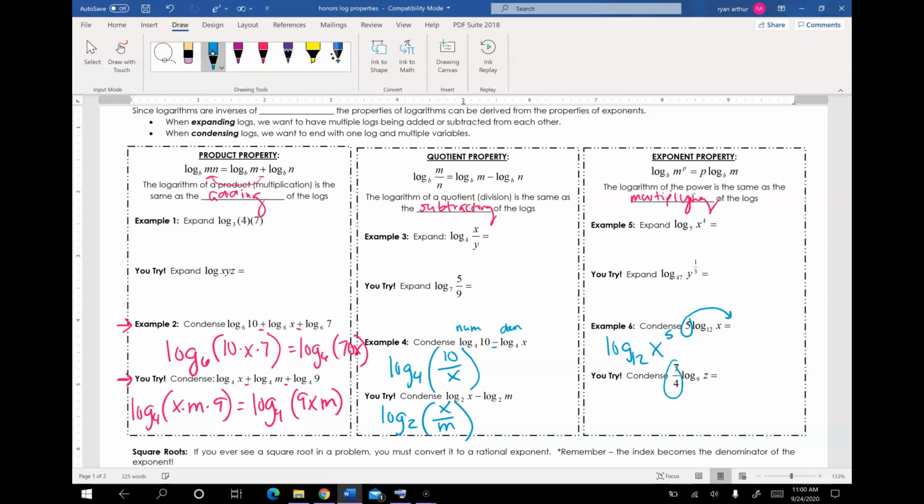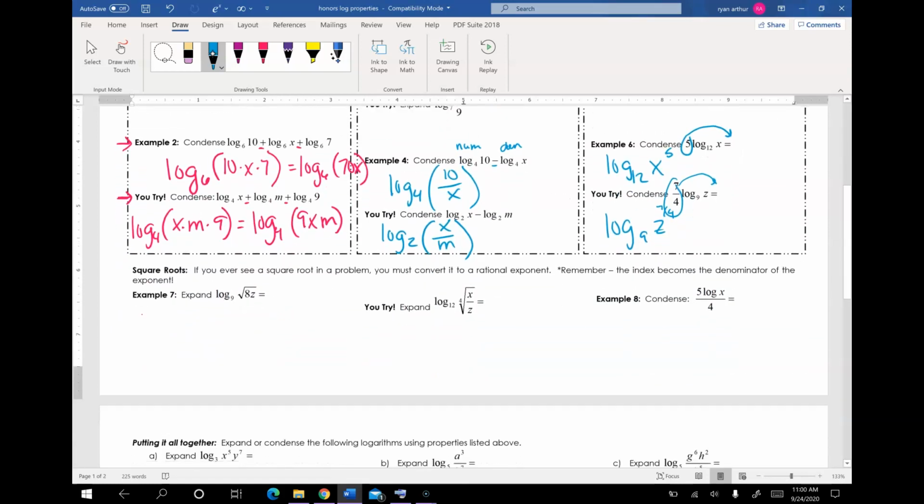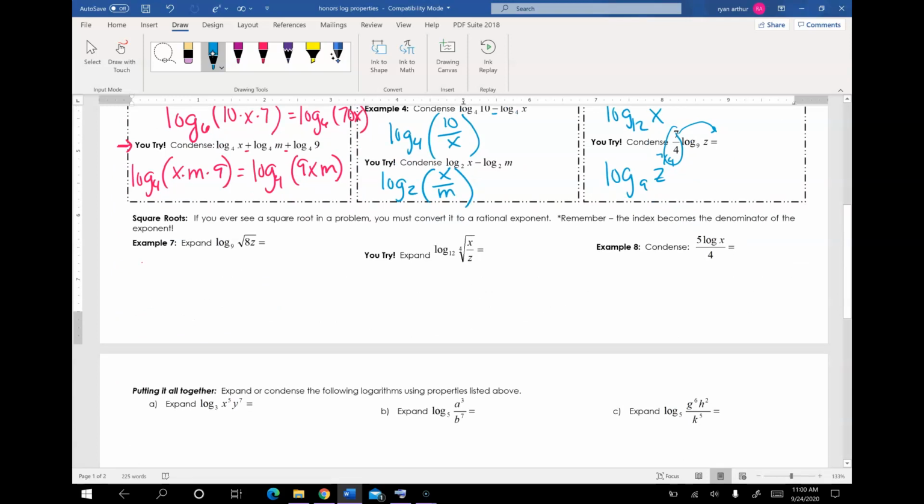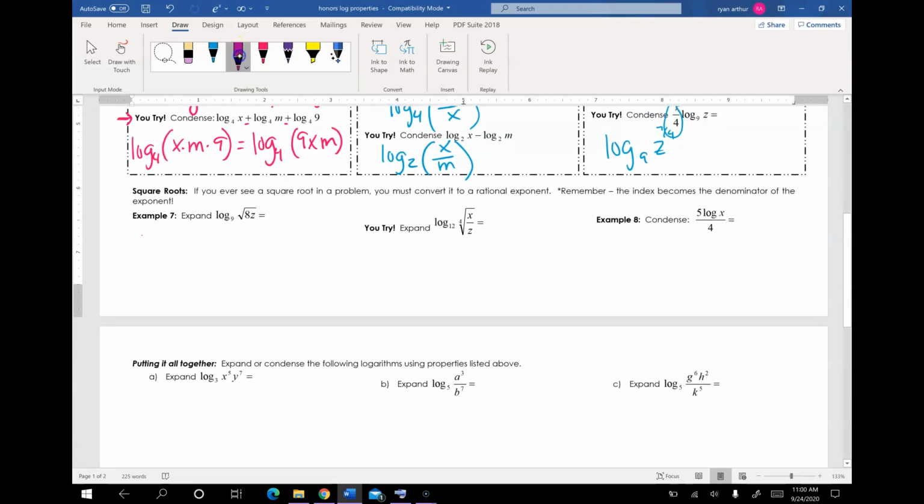Here, it wants you to take this, put it up front, and it's going to be log base 9 of z to the 7/4. Okay? And you can make that into a radical, but we're not going to worry about that right now. All right. So let's do some condensing. So we've done all these expanding ones. Let's do the condensing one.